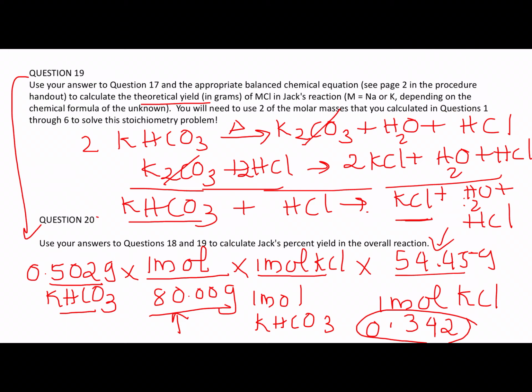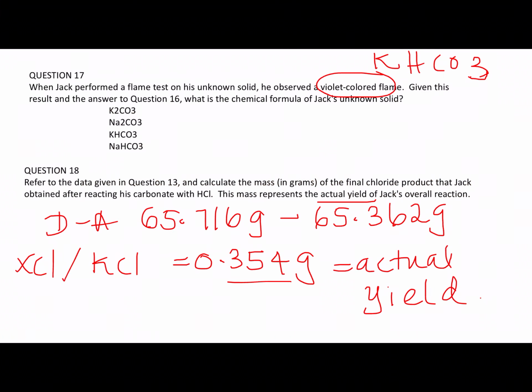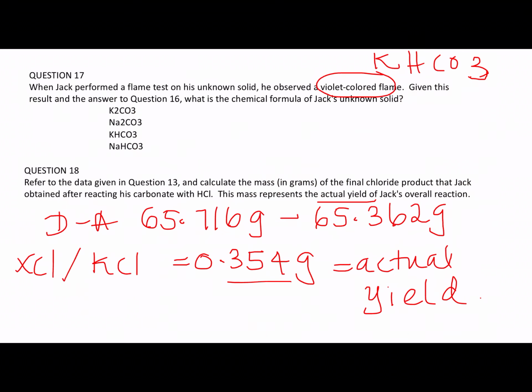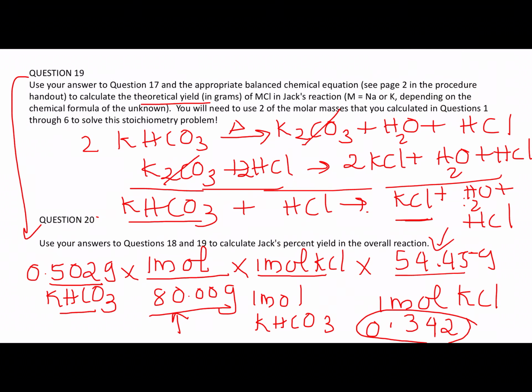1:1 ratio, potassium hydrogen carbonate. The initial solid was 0.502. So this is going to be a theoretical yield. Just hold on. Let me check something real quickly. Where did I go wrong? I can correct it right away with you.